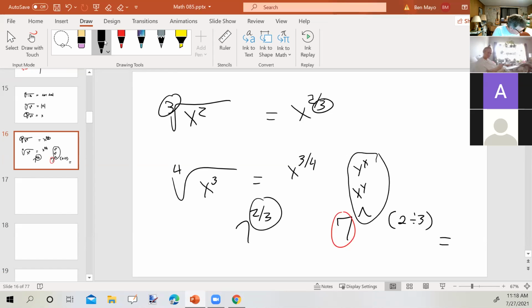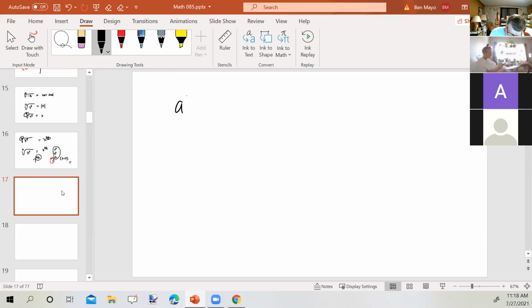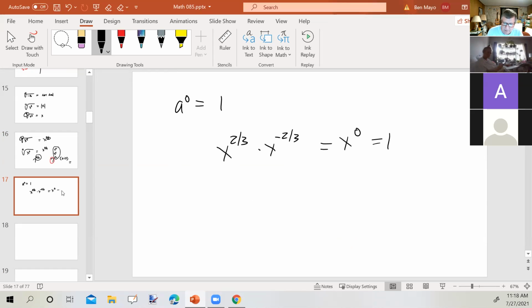All right. Recall that a number to the 0 power equals 1. So let's say I had x to the 2/3 times x to the negative 2/3. That would be x to the 0, which is 1.